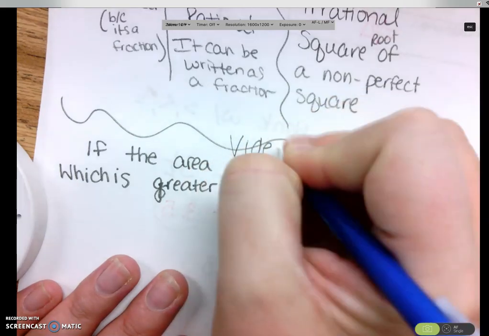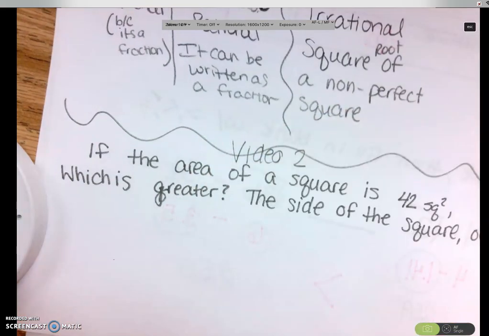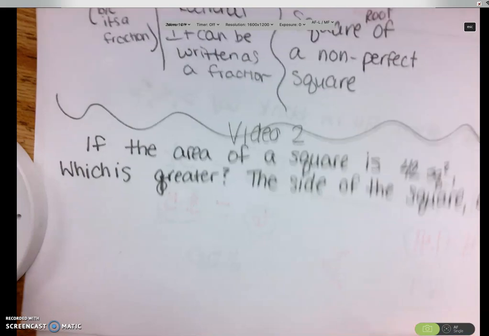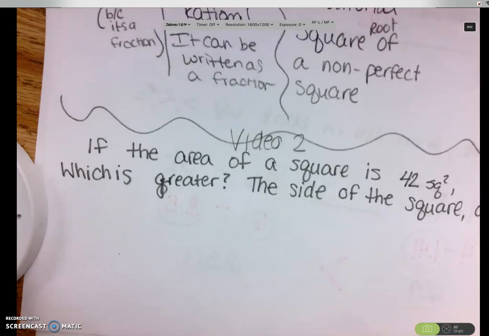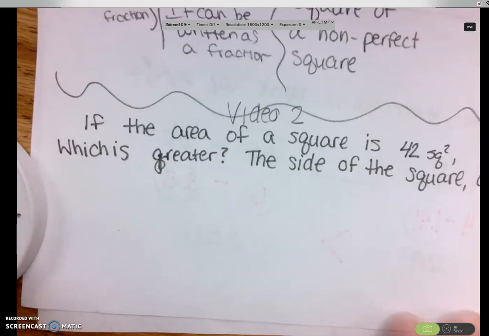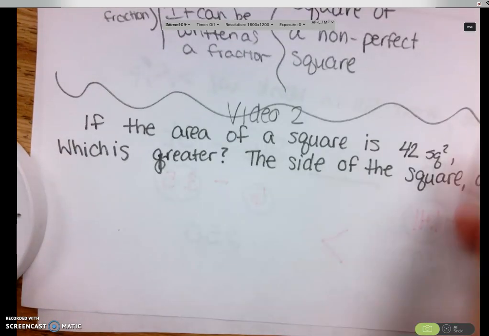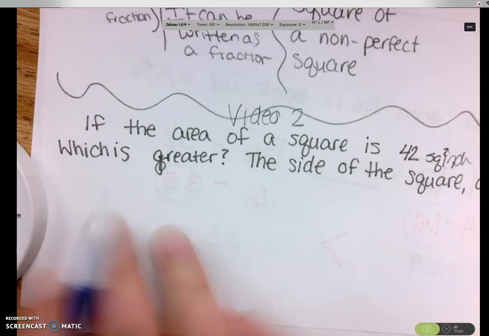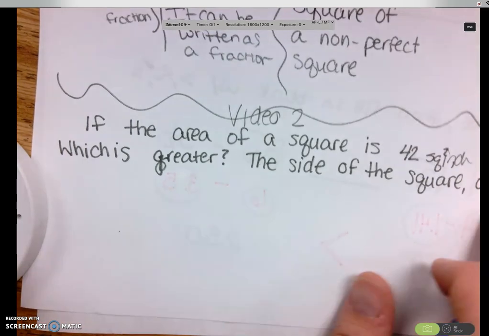All right, video 2 continued. So our next problems are going to be a little word problem. If the area of a square is 42 square inches, that's supposed to be inches, whoops. What is greater, the side of the square or square root of 50?